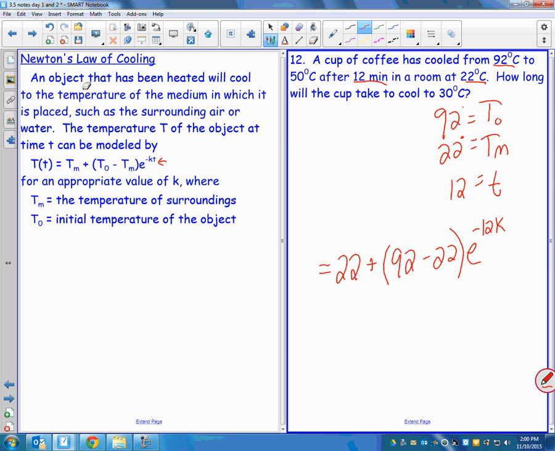What's the one thing I didn't fill in besides k? T of t over here, the new temperature. Doesn't 50 represent my new temperature after 12 minutes? So that's what goes there. So just like with any formula, you have to understand where to plug values in. And then we're just going to solve this, which is not hard compared to the ones we've solved already today.